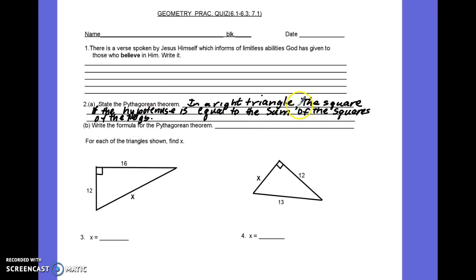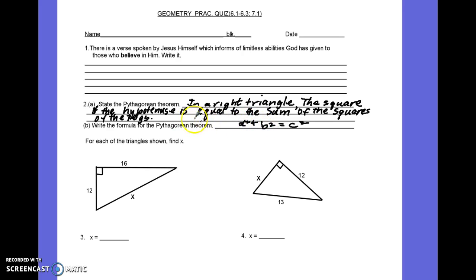In a right triangle, not a wrong triangle now, the square of the hypotenuse is equal to the sum of the squares of the legs. And the formula for the Pythagorean theorem, as you know, is a squared plus b squared equals c squared, where c is the hypotenuse. So that's why the hypotenuse is equal to the sum of the squares of the legs.